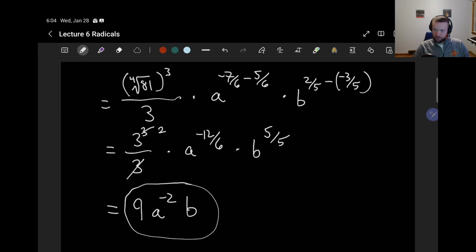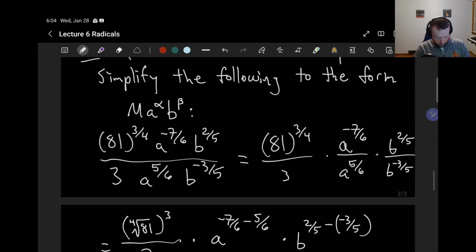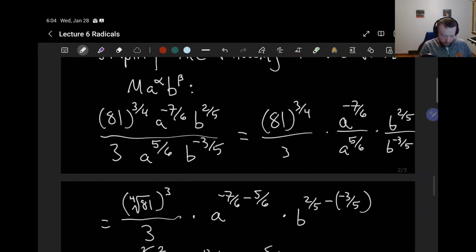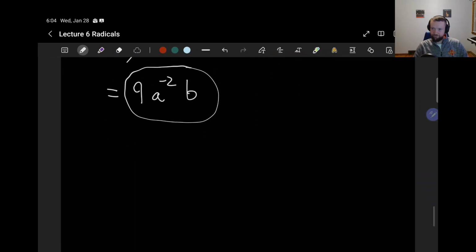And that's it. Now we actually are done because the problem did not say to use positive exponents only, but rather it said to have it in this form, which we have. So we are done.